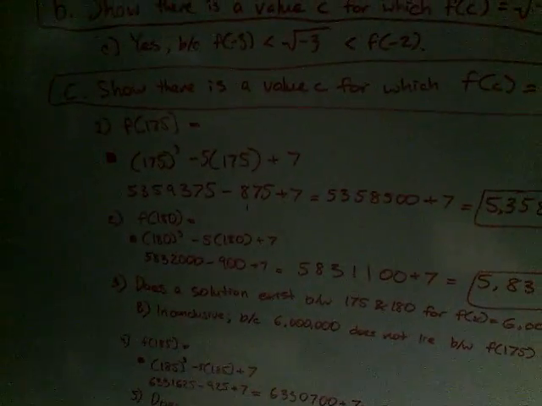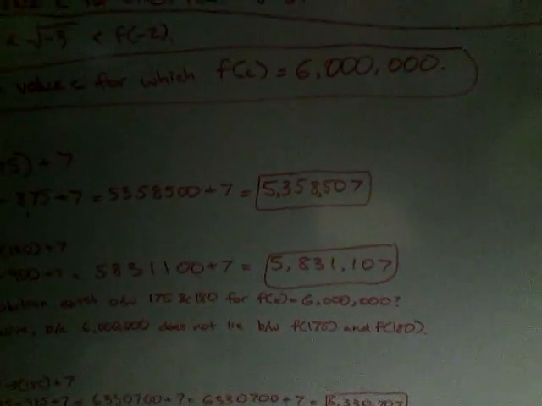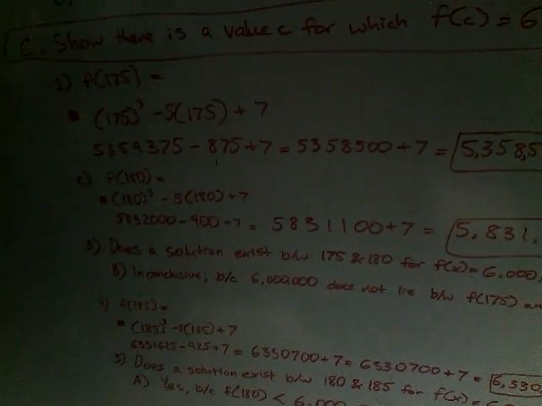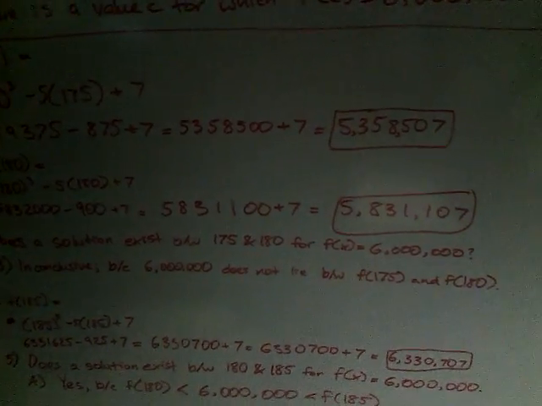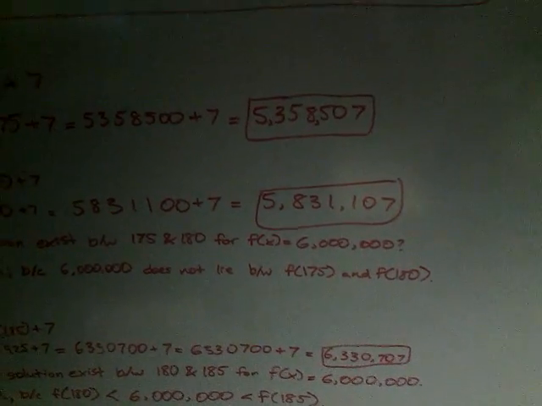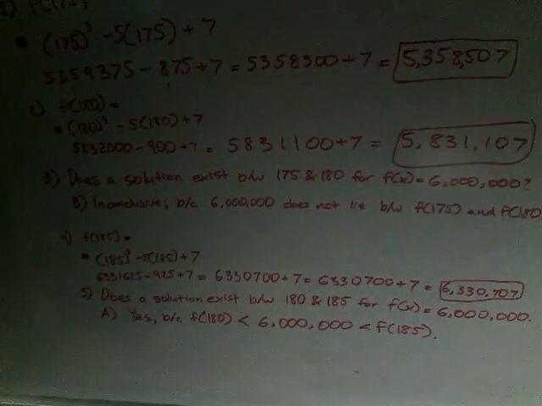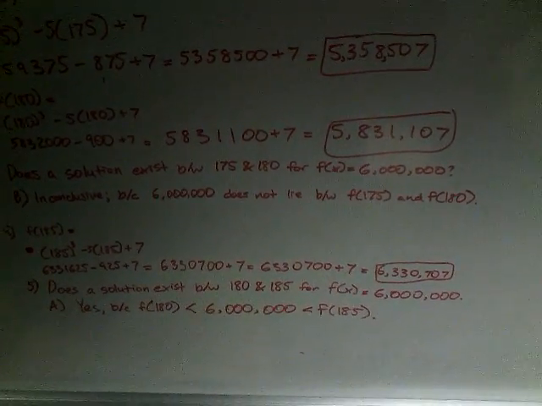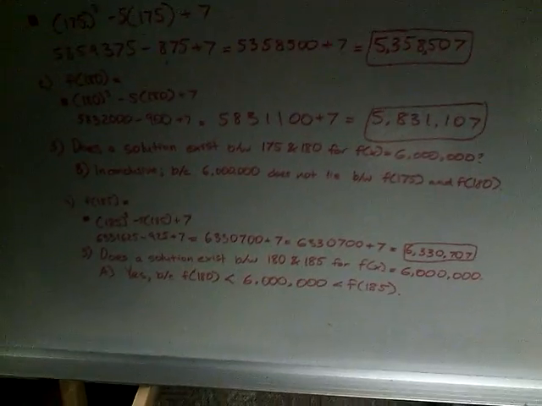Then we plug in f of 180. When we do the same process, we come out with 5,831,107. Now that you found those 2 values, they ask, does a solution exist between f of 175 and f of 180 for f of x equals 6 million? You find that your answer is inconclusive because 6 million doesn't lie between those 2 points at all.